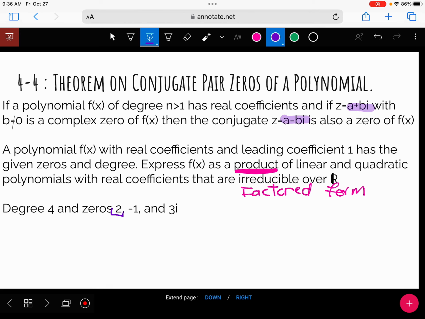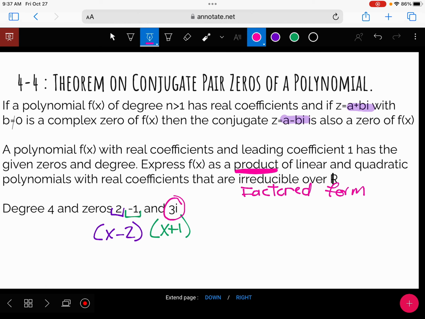So first things first, how do I write a factor that has a 0 of 2? X minus 2. How do I write a factor that has a 0 of -1? X plus 1. Easy questions, right?